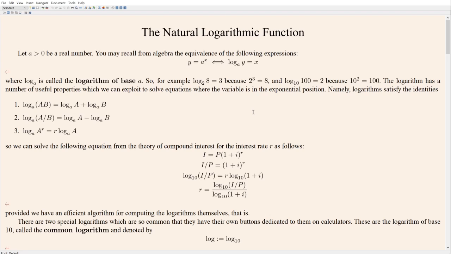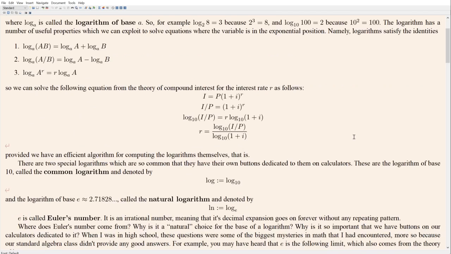Now, the reason that we are interested in logarithms in the first place is because you can prove that they have a number of useful properties which we can use to solve equations. Doesn't matter what the base is, if you have a product inside of a logarithm, that product gets turned into a sum, division gets turned into a subtraction, and exponentiation gets turned into multiplication. These properties are super useful in general.